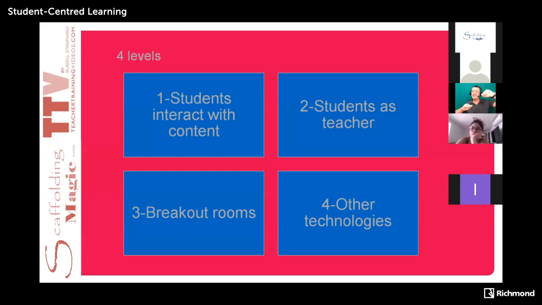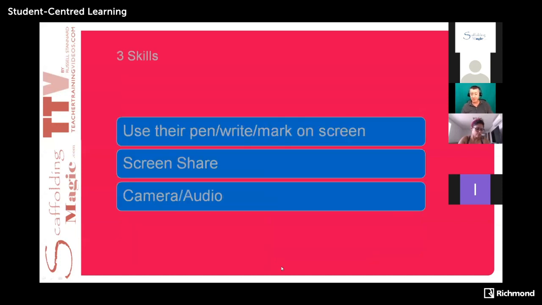So there's these 1, 2, 3, 4 kind of stages, okay, or 4 techniques or 4 overviews, okay? Students interacting, teacher, students interacting, student as the teacher, moving them into the breakout rooms, or then looking at other technologies that you can incorporate into the lesson, okay? Or start mixing some of these ideas together. So that's really where I'm at today and what I want to show you.